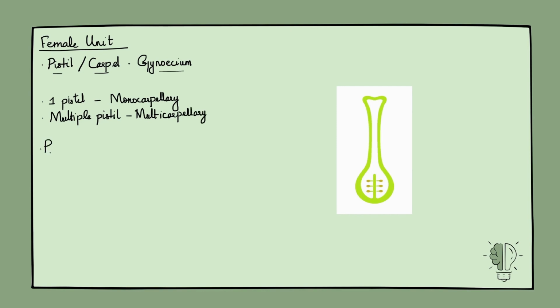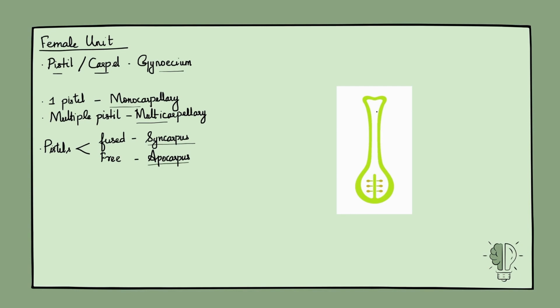Now, if the pistils are fused, then it is called syncarpous. And when the pistils are free or separate from each other, then it is called apocarpous. Alright? So if there is only one pistil, then it is called monocarpellary. If there are multiple pistils, then it is called multicarpellary. If the pistil is fused, then it is said to be syncarpous. And if the pistils are free, then it is called apocarpous.